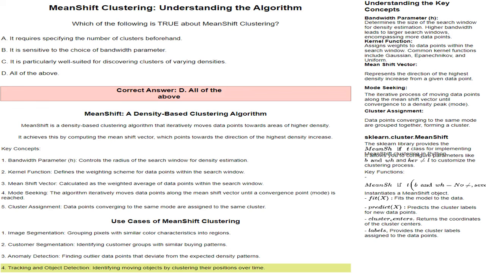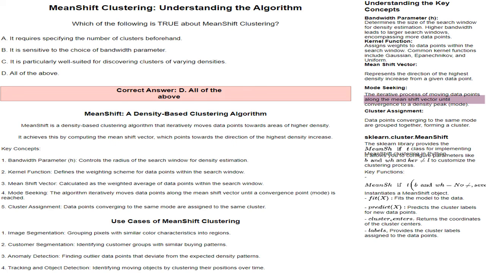Mode seeking: the iterative process of moving data points along the mean shift vector until convergence to a density peak, or mode. The algorithm iteratively moves data points along the mean shift vector until a convergence point, the mode, is reached.